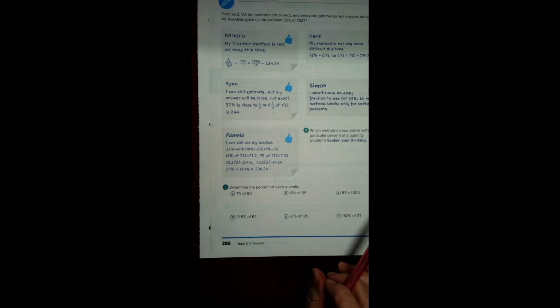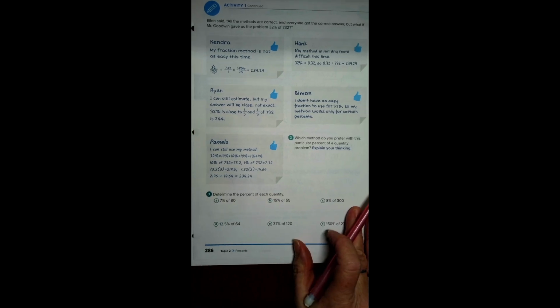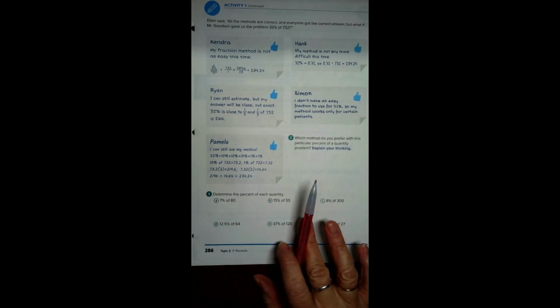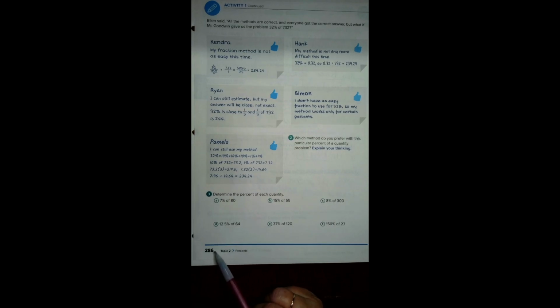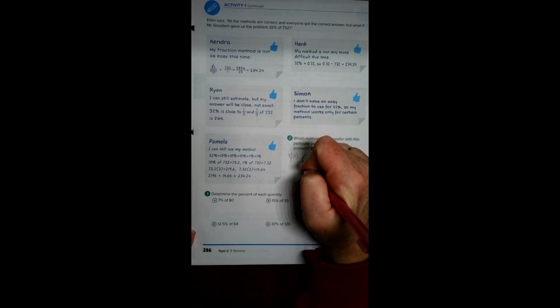Okay, which method do you prefer with this particular percent of a quantity? And then explain your thinking. So that's really going to be kind of your preference here. How would you answer it? Like maybe you're going to say Hank because his works all the time. Okay. That's going to be your choice. You answer this.